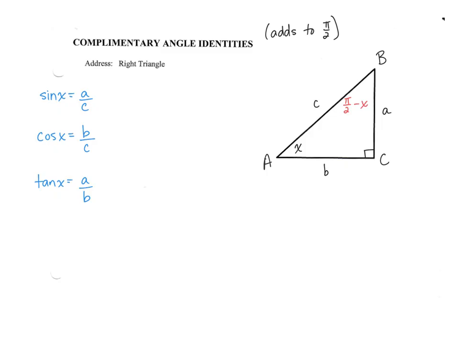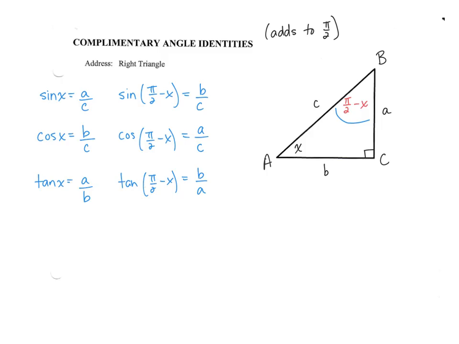So if we work from our pi by 2 minus x angle, now this is the perspective we're looking from. So sine of pi by 2 minus x is opposite over our hypotenuse. Cos of pi by 2 minus x is adjacent over hypotenuse. And tan of pi by 2 minus x is opposite over adjacent.